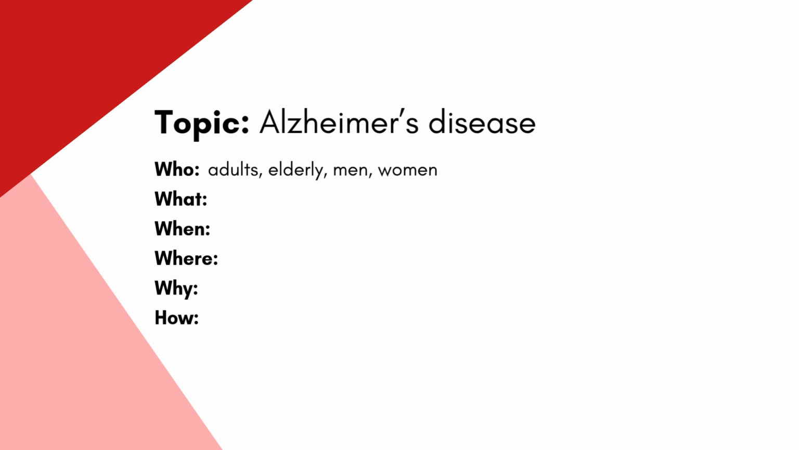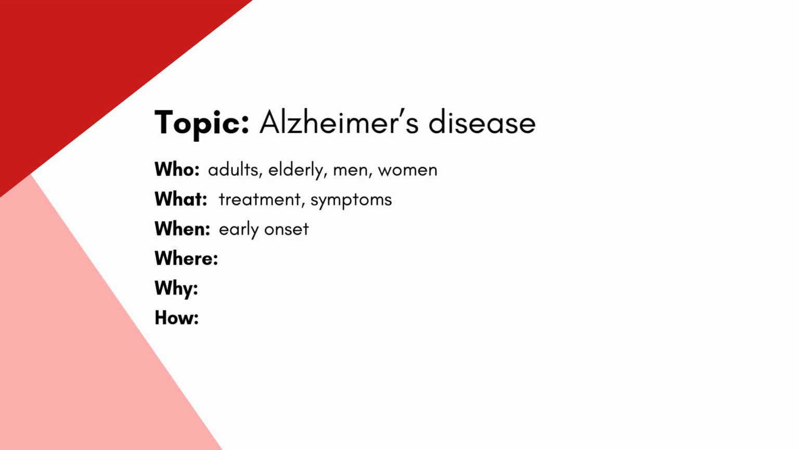Who is affected by Alzheimer's disease? We know that adults and the elderly can develop Alzheimer's. We might also want to explore how the disease manifests in a specific gender. What are some of the specific examples of this topic? Maybe we're interested in treatments for Alzheimer's or in its symptoms.